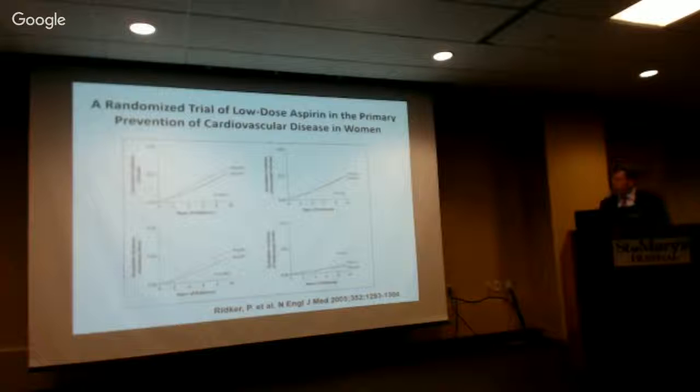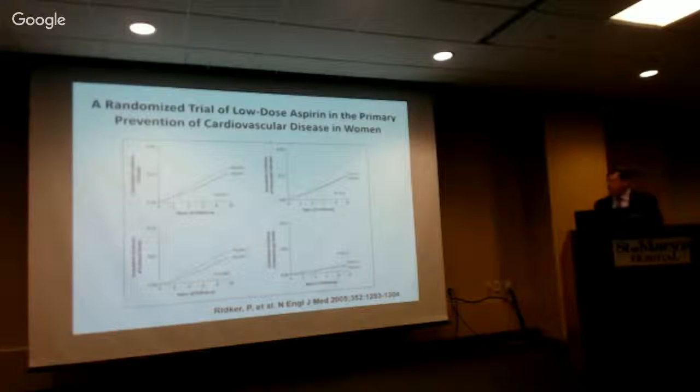Again, primary prevention, people with no history of MI or stroke, is much, much harder. This is one of the large primary prevention trials in women. This is from the Women's Health Study, which looked at about 40,000 healthy women, or at least they were healthy when they started this study, who were more than 45 years old, and they were randomized to getting 100 milligrams of aspirin every other day.